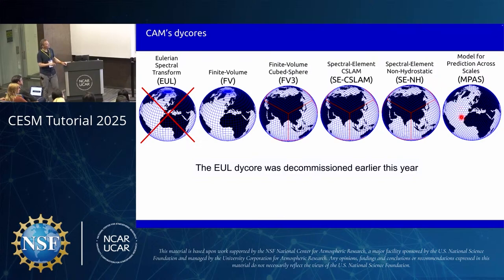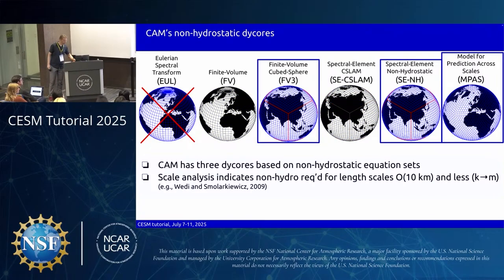And then we have the Model for Prediction Across Scales. I showed you the OLR from that in the animation. That's developed in the quote-unquote weather lab here at NCAR, and that's also available in CESM or in CAM. But only some of these are non-hydrostatic. So if you want to go really high resolution, you should not be using this one or this one. All these other ones here have non-hydrostatic options in them.